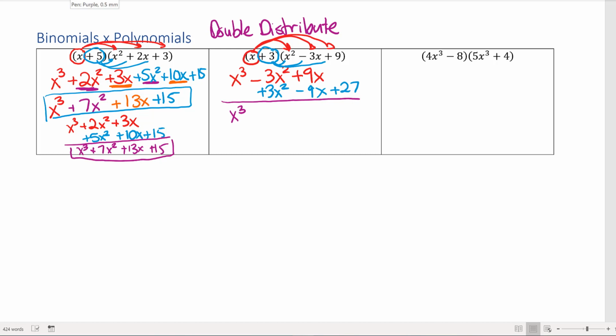X cubed, negative 3x squared plus 3x squared adds to 0. 9x minus 9x also adds to 0. So those happen to add to 0, and I don't need to write them. So that's an interesting problem.